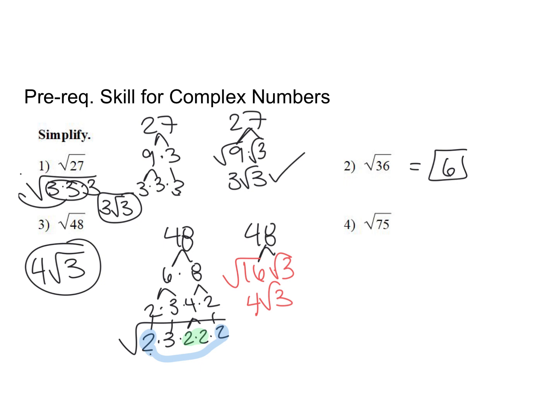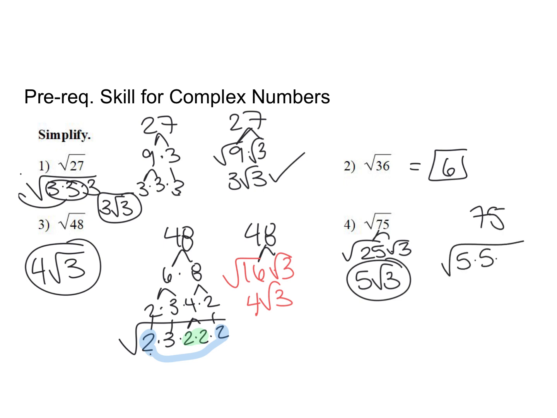And then number 4 is very similar. I can break apart 75 as 25 times 3. The square root of 25 is 5, so this would be 5 square root of 3. If I do the prime factorization of 75, I get 5 times 5 times 3, which allows me to take a 5 out, and a square root of 3 is left over.